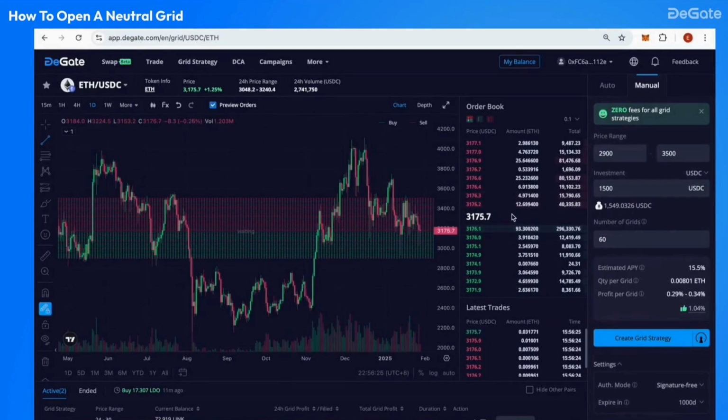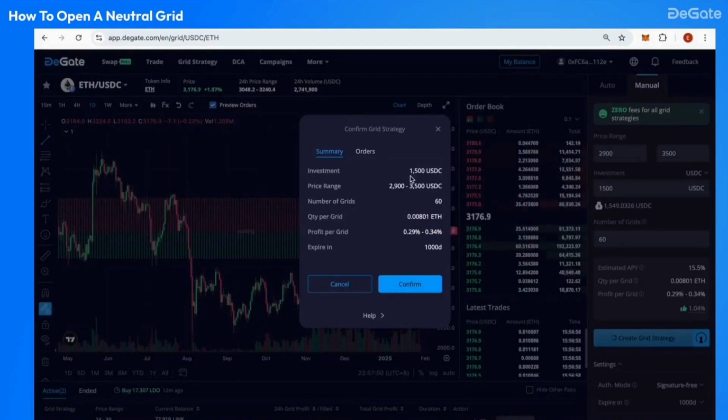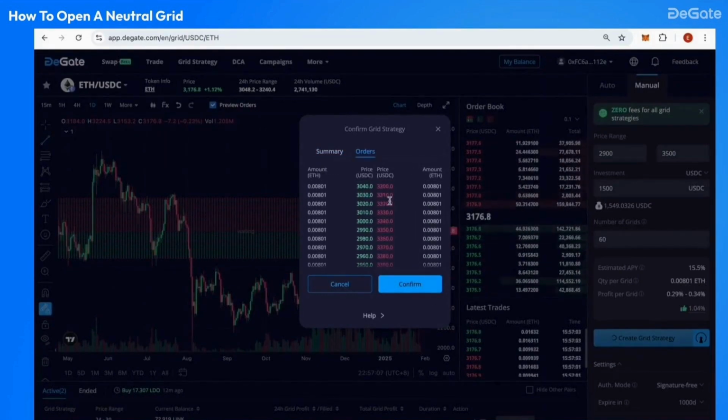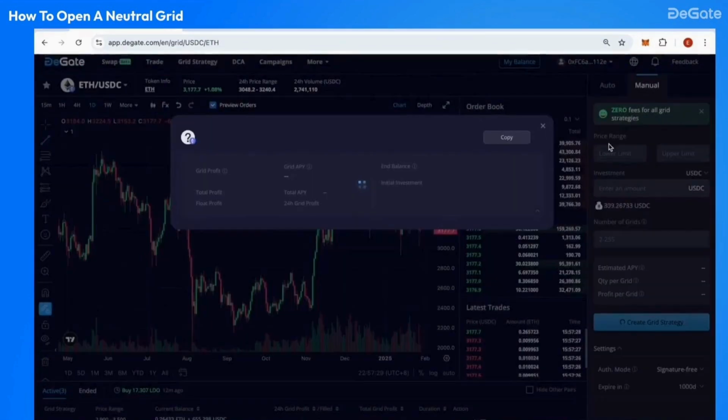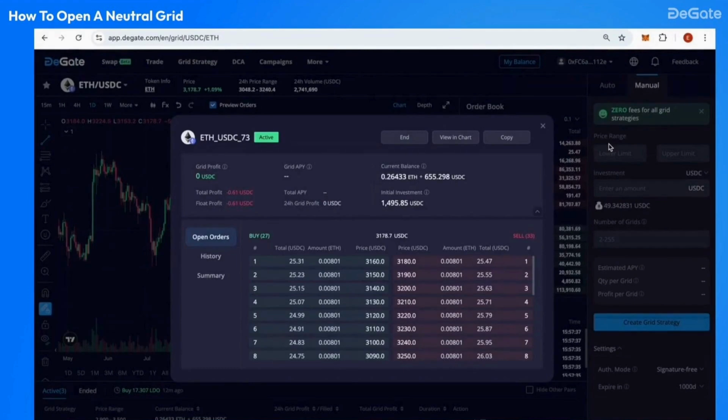On the preview chart, we can see that the number of red sell orders and green buy orders is roughly the same. The current price is in the middle of the upper and lower limits. Let's check the grid parameters provided by the system: 60 grids and the profit per grid. If I'm satisfied with these parameters, I can click to create the grid. Let's preview the parameters of the strategy we're about to start and the orders we're about to place. Click Confirm. Okay, now the ETH-USDC grid strategy is set up.